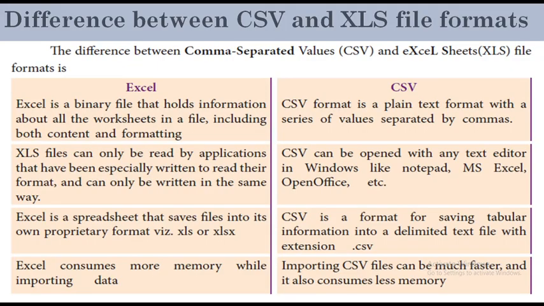The next topic is the difference between CSV file and XLS file formats. XLS is nothing but the Excel format. First, Excel is a binary file, whereas CSV is a plain text format with a series of values separated by commas. The Excel binary file holds all the information about the worksheets, including both the content and the formatting. In a CSV file, there are no formats.